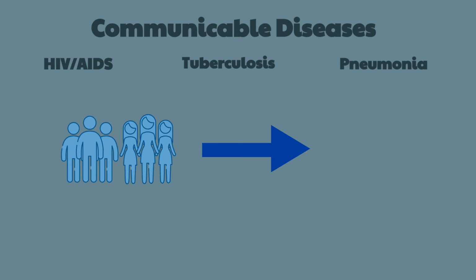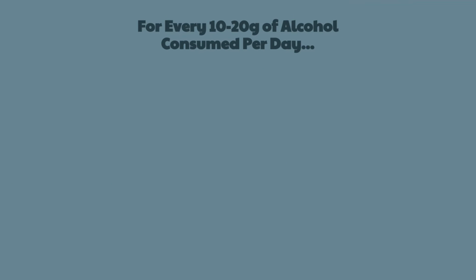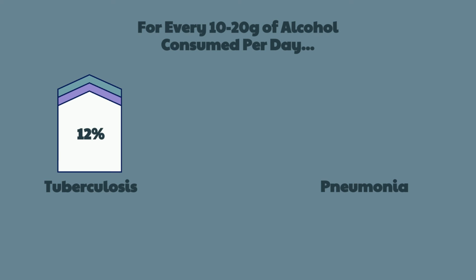Alcohol has also been noted as a risk factor towards increasing the susceptibility of individuals to communicable diseases. HIV and AIDS, tuberculosis, and pneumonia are all infectious diseases whose risk of development in people and populations increases with alcohol consumption, especially for those in lower-income countries. One of the main ways alcohol increases the risk of infectious disease development is through the weakening and negative effects it has on the immune system and its cells. Alcohol consumption has also been related to risk-taking behaviors and poor living conditions that increase one's susceptibility to infectious diseases. It was shown that for every 10 to 20 grams of alcohol consumed per day, the risk of developing TB raised by 12%, and for pneumonia, there was an 8% increase in risk.